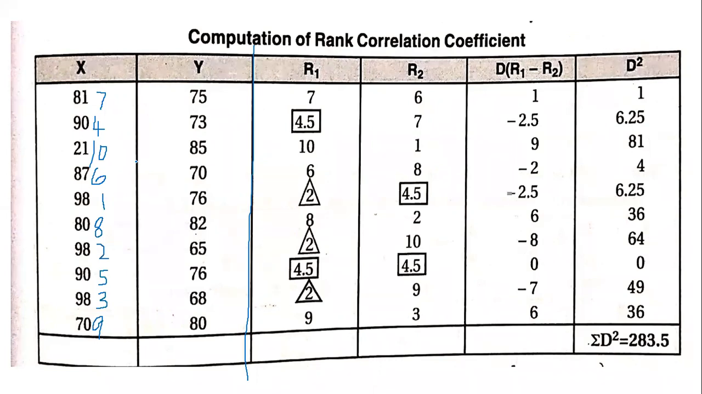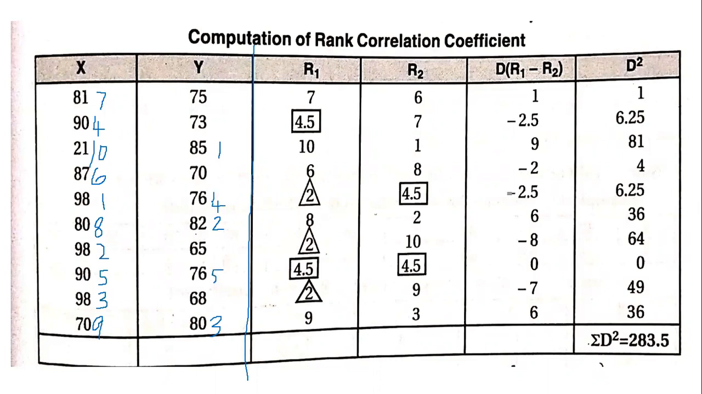Now, again, we will do the same exercise for Y also. If you take Y, which is the highest number? 85. So 85 will be first rank. Next, after 85, second is 82, so 82 will be second rank. Then after 82, you have 80. 80 will be third rank. Then after 80, coming to the 70s, you have 76. But 76 is repeated twice. So I will take this 76 as fourth rank and this 76 as fifth rank.